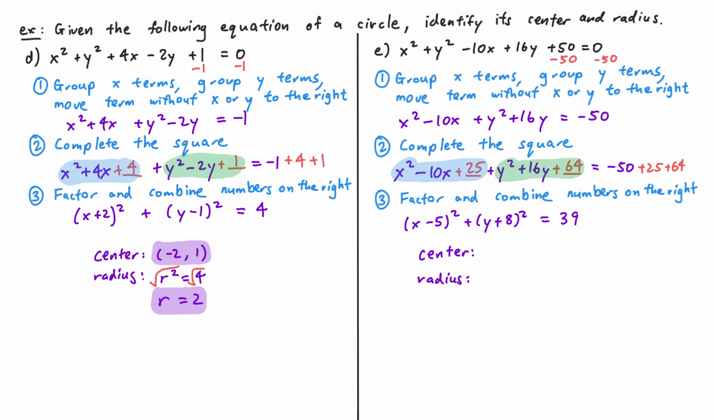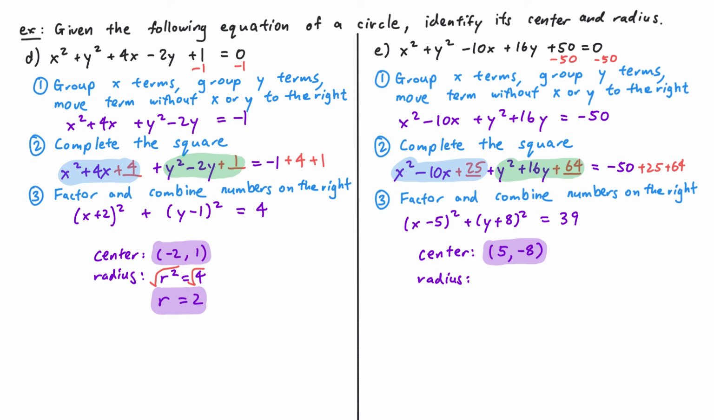The center of this circle, just look at the numbers that are with your x and y and flip the sign. So we have a -5 with the x, which means the x-coordinate is +5. We have a +8 with the y's. Flipping the sign, this gives me -8 as the y-coordinate. So the center for our circle is 5, -8.